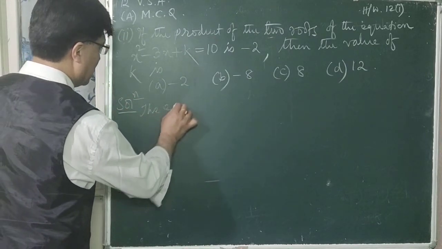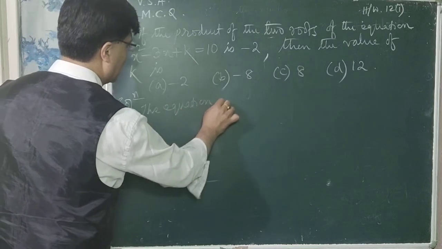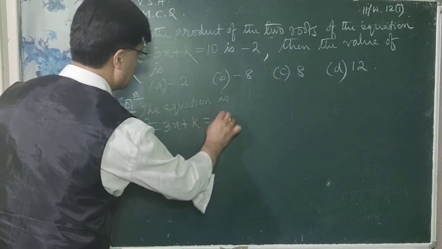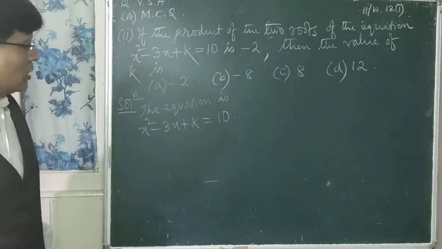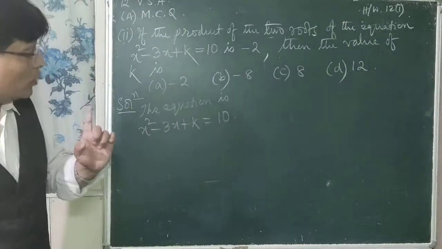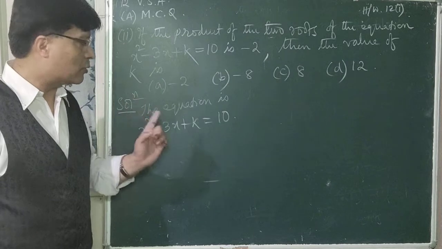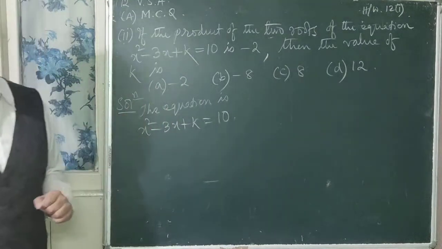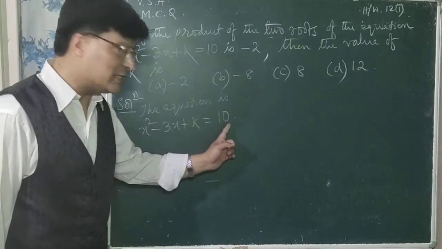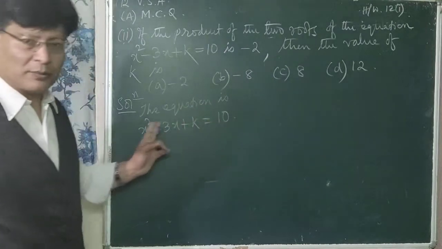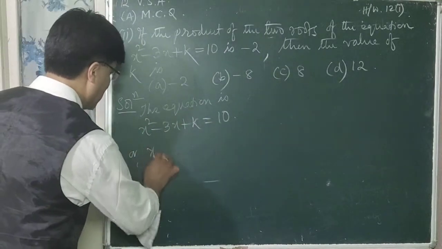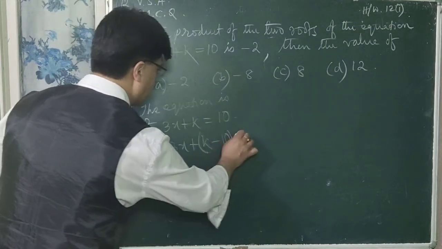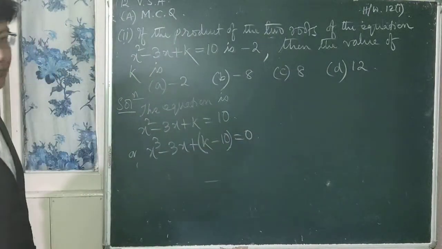The equation is x square minus 3x plus k is equal to 10, but on the right hand side there is 10. Always you have to make the right hand side of a quadratic equation 0. That means you have to take this 10 to the left hand side, so it becomes minus 10. Or x square minus 3x plus k minus 10, let us put it within brackets, which is equal to 0.